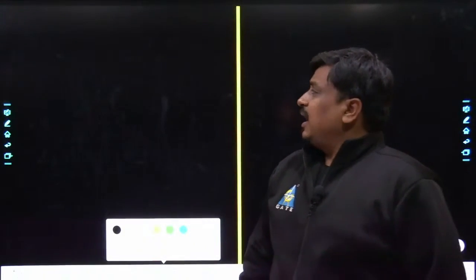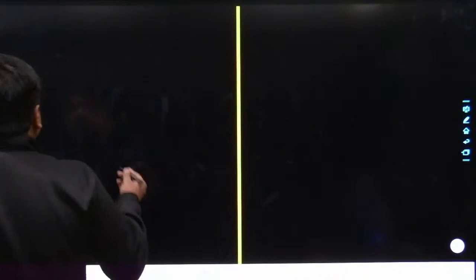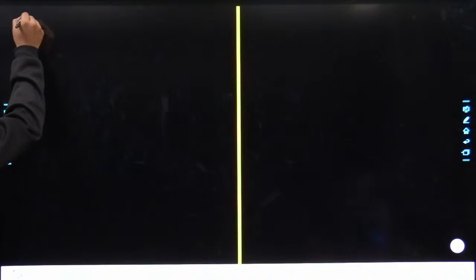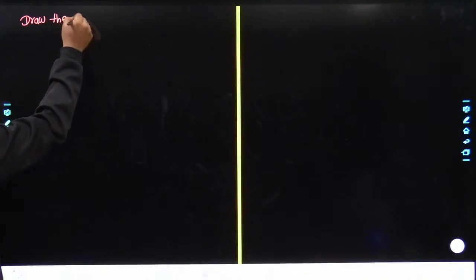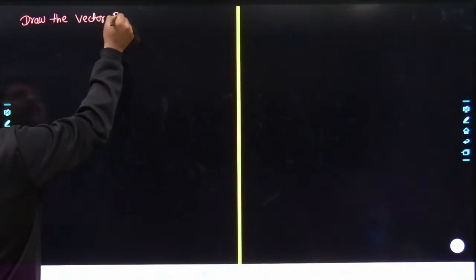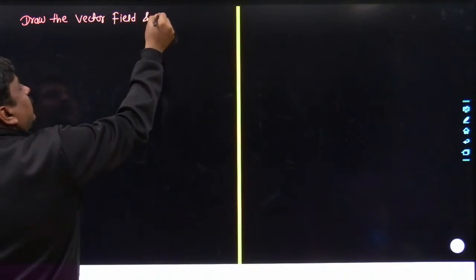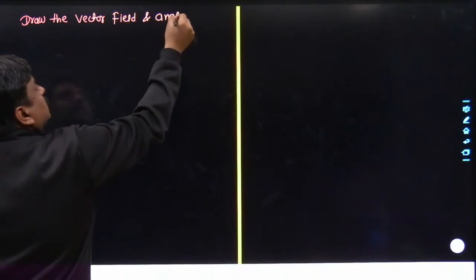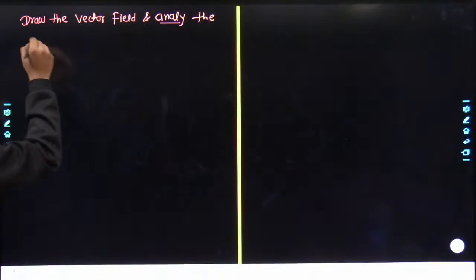I am going to use a few nomenclatures and we will try to draw its field. Write down: draw the vector field and analyze the divergence and curl.